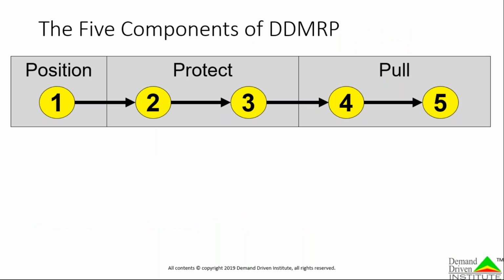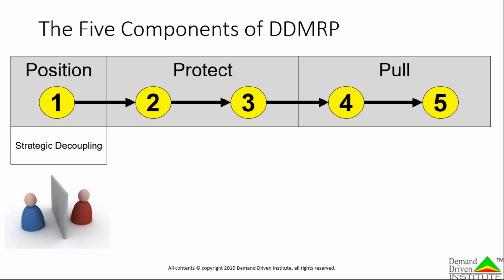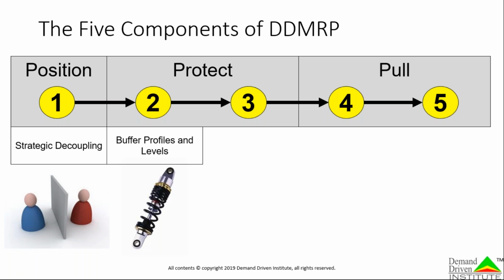There are 5 components to DDMRP. The first is what we call positioning. And by the way, it goes 1, 2, 3, 4, 5 for a reason. You don't just jump into 3. You don't just start at 2, you start at 1. And positioning is what we call strategic decoupling. Where are we placing key points of independence in the supply chain, or product structure for that matter?